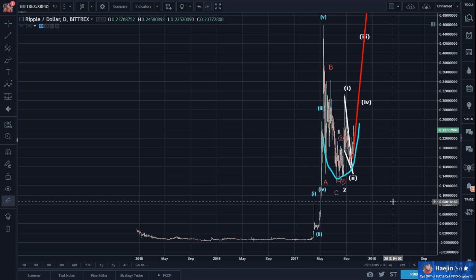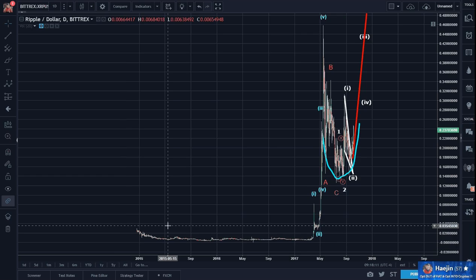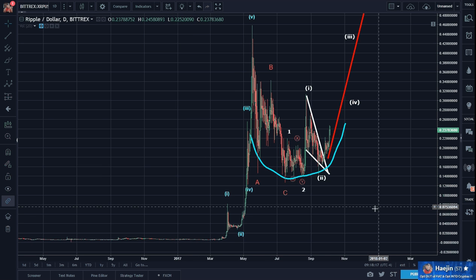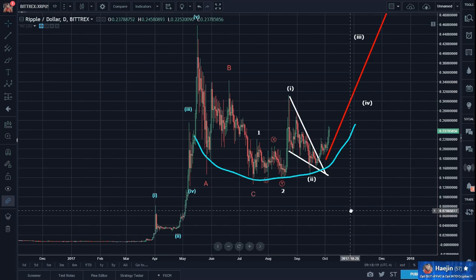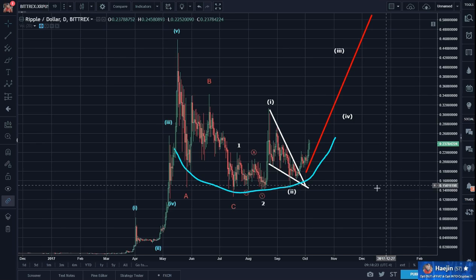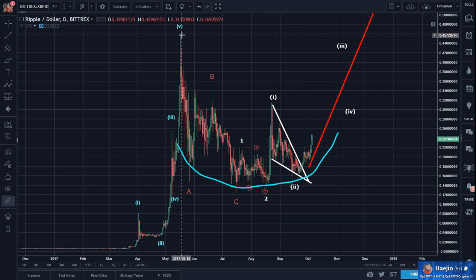So, are you guys enjoying the Ripple run up? I hope so. So, here is a chart of Ripple. Let's do an update. See what's going on. We had counted 1, 2, 3, 4, and 5.